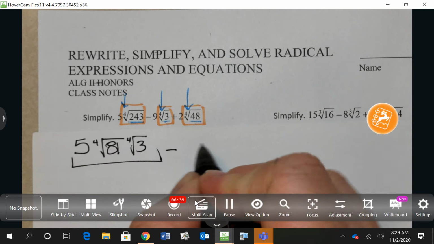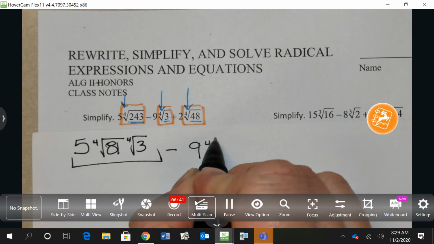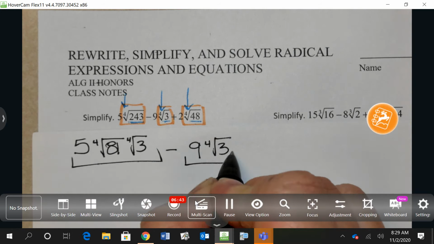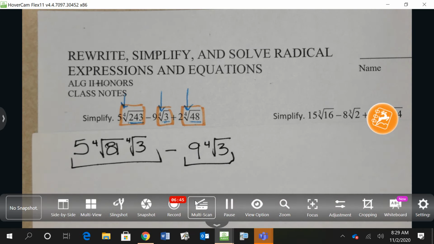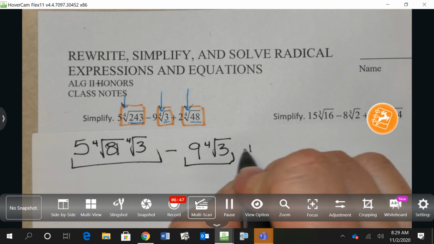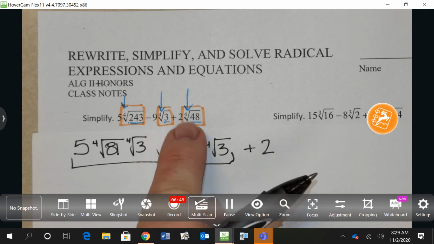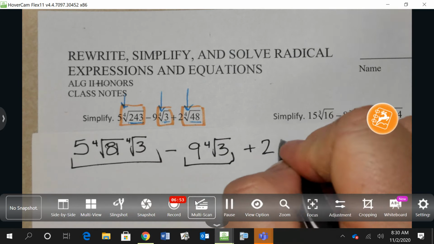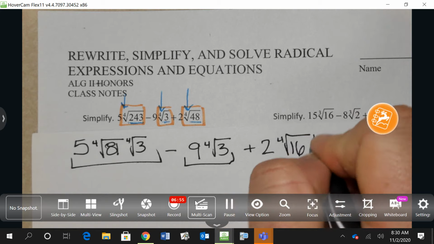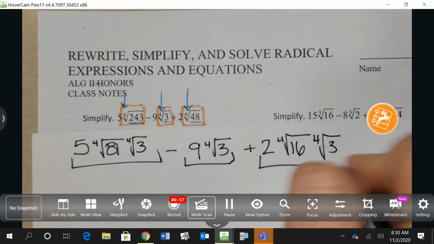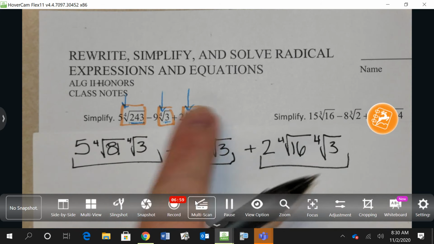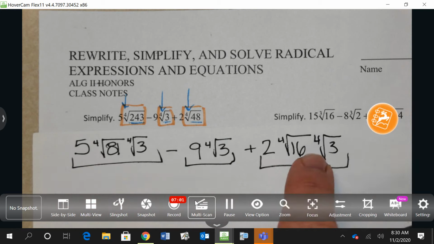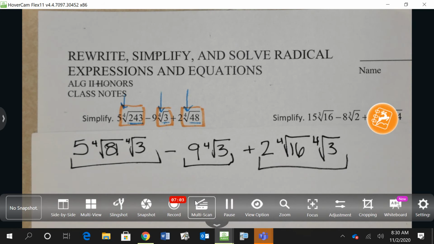Then there's a subtraction sign. This is the second term. I'm just doing this so you can kind of see the breakdown. It's not as overwhelming to look at. And here's the third one. Remember we said that 16 times 3 we were able to determine was 48. 3 terms in the original expression. Here's the 3 terms when I'm rewriting it.